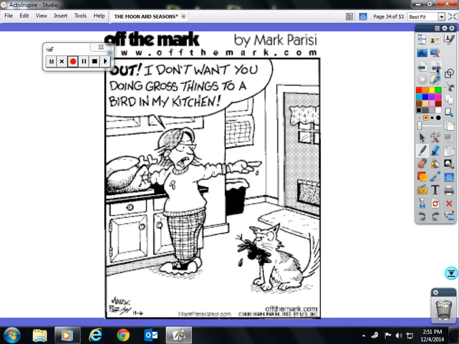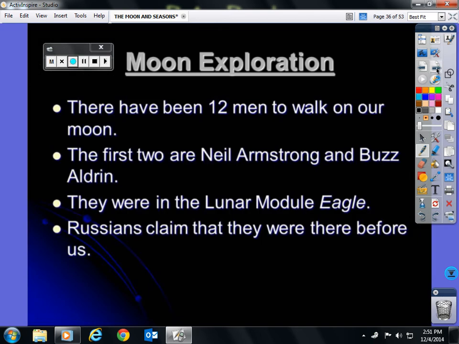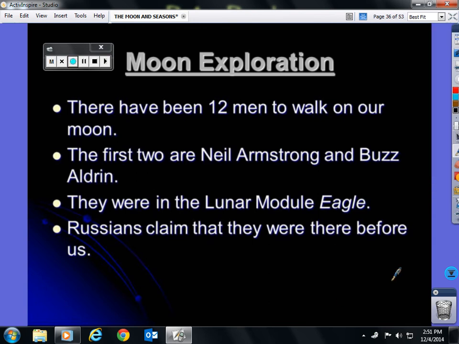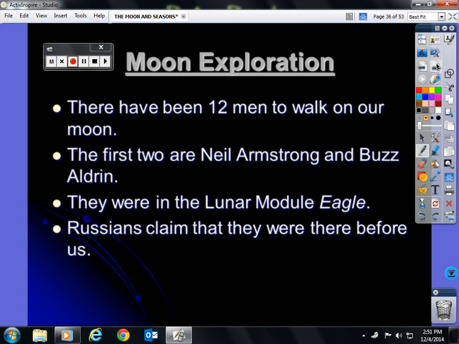Skipping all of this. Okay, we've had 12 men walk on the moon, and of course the only two we know by heart are Neil Armstrong and Buzz Aldrin, as they were captain and co-captain of the lunar module Eagle, the Apollo mission. We just went over this today in class. What's most important is knowing Neil Armstrong and Buzz Aldrin, the name of their module. Their mission was the Apollo 11 mission, and that the Russians did claim that they were there before us, even though they really have no proof.